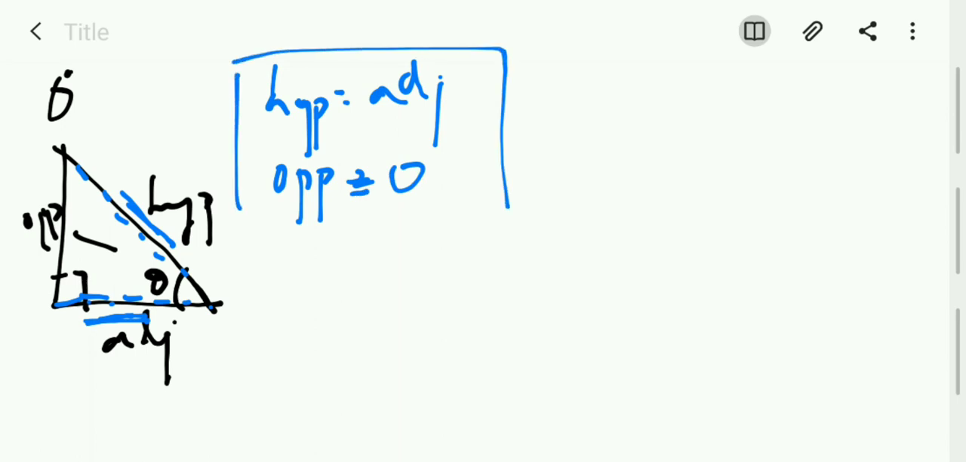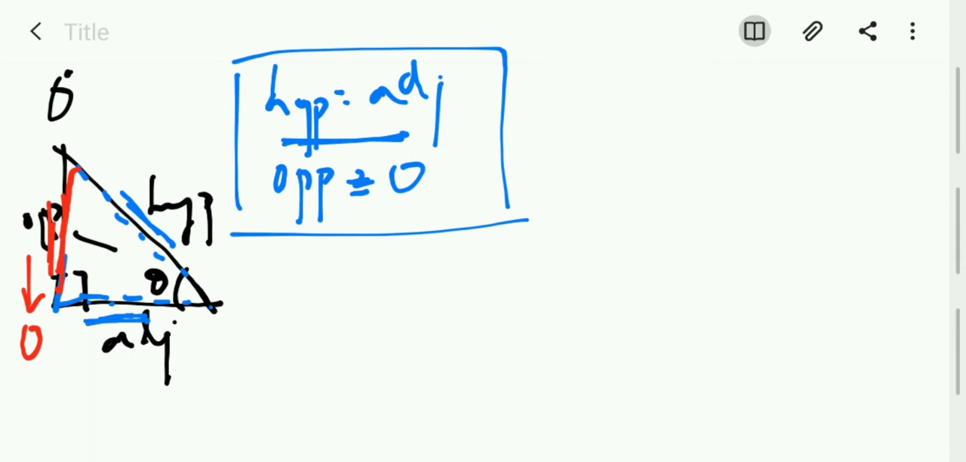This is the catch you need to understand. In 0 degree, hypotenuse will rest on adjacent, so both will be equal, but opposite will shrink away. Look at this. This opposite will shrink down, so this will be 0. So opposite will shrink down to 0. Hypotenuse will be equal to adjacent. Now let's start deriving the trigonometric ratios for 0 degree.